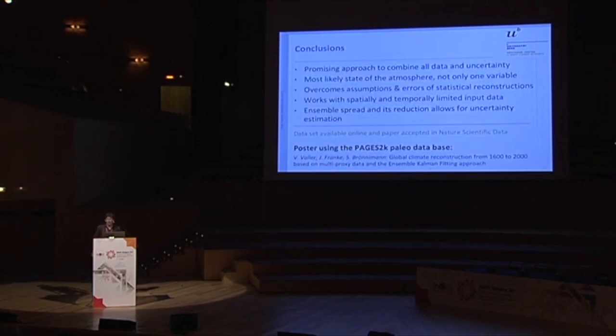So to sum up, I hope I could convince you that this, in brackets, data assimilation in the paleoclimate sense is still a useful approach to combine models and paleo data with all their related uncertainties to calculate the most likely state of the atmosphere, not just for one single variable, that it overcomes quite a few assumptions that statistical reconstruction had, that it works also well with spatially and temporally limited input data, and I find it quite useful to see that also this reduction of ensemble spread, which is different in space and time, can give us some information about how much we can trust our analysis product.